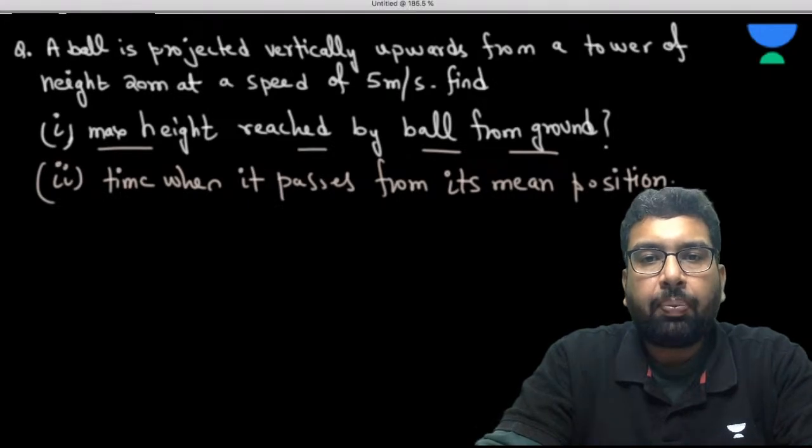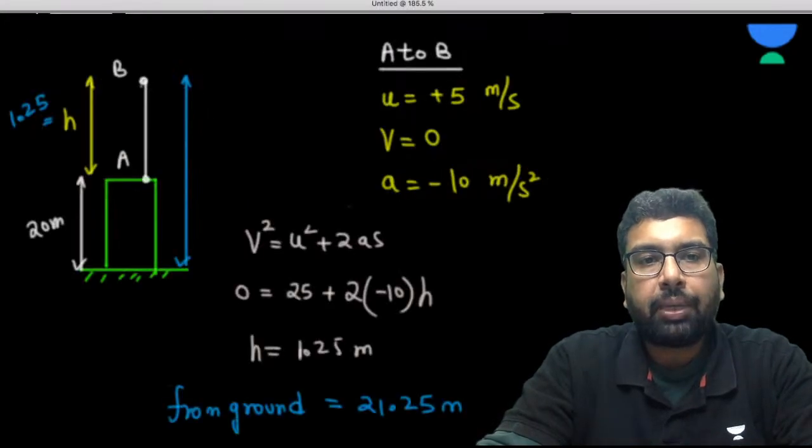So now, the time when it passes through its mean position. What does that mean? Let's make the diagram again. So this is somewhat the ground.